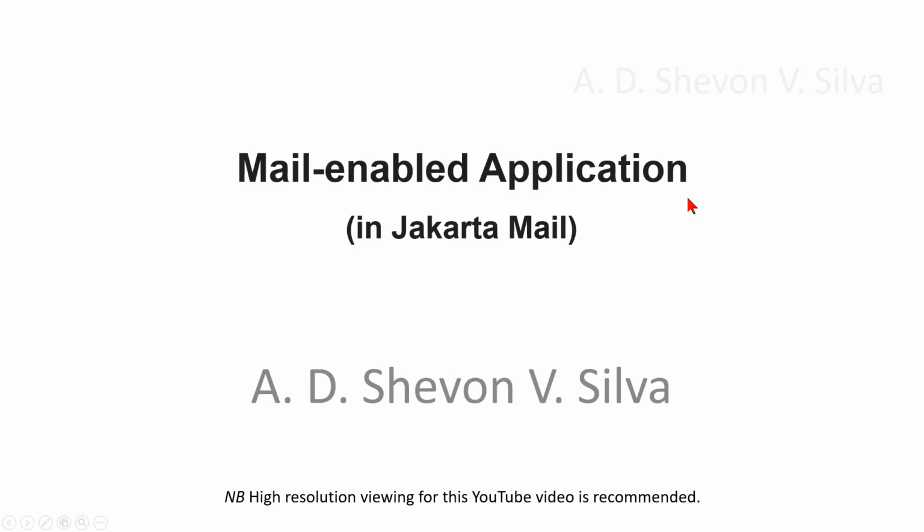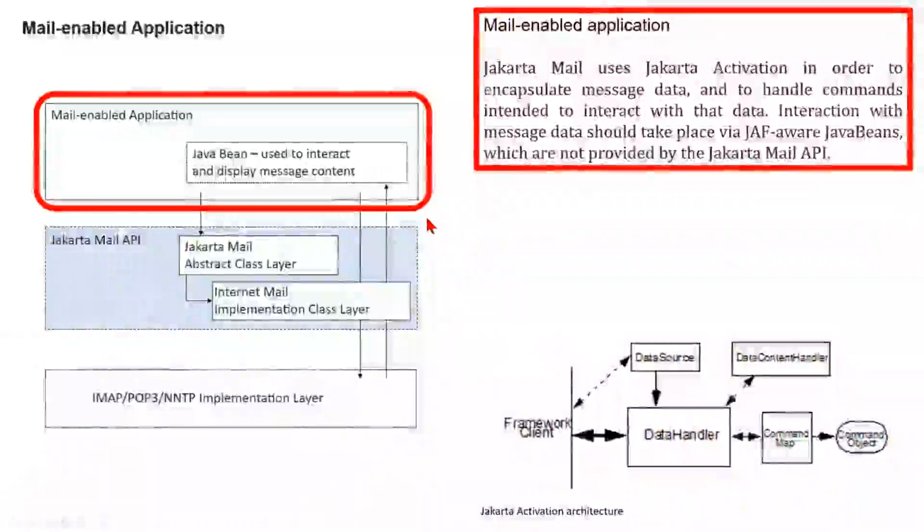Mail enabled application in Jakarta Mail. Now we are focusing on mail enabled application. Jakarta Mail uses Jakarta Activation in order to encapsulate message data and to handle commands intended to interact with that data. Interaction with message data should take place via JAF aware Java beans, which are not provided by the Jakarta Mail API.